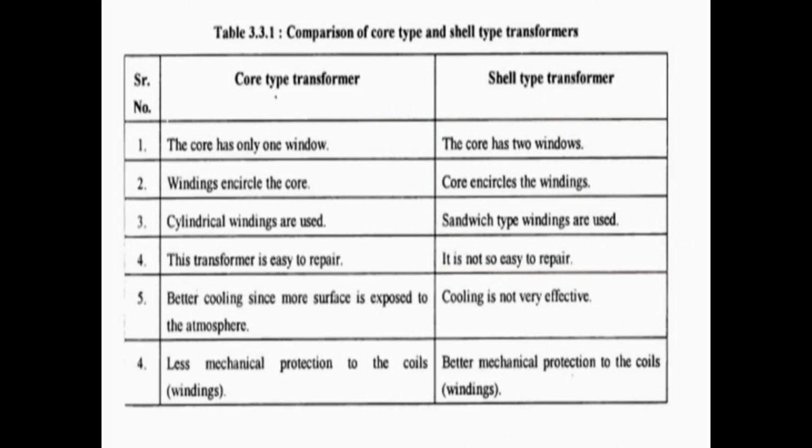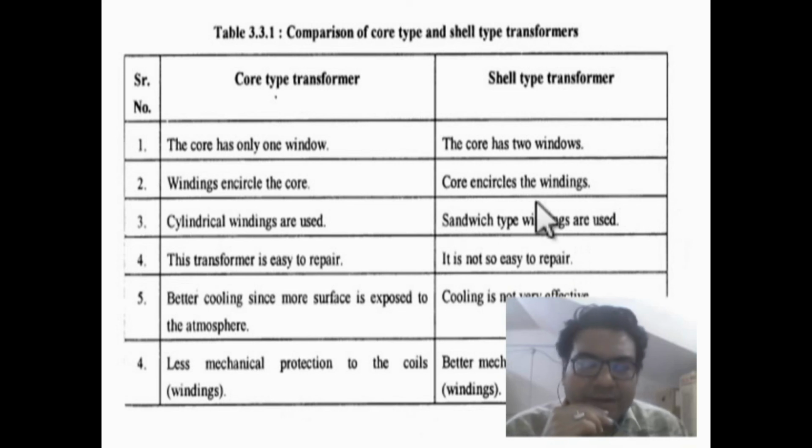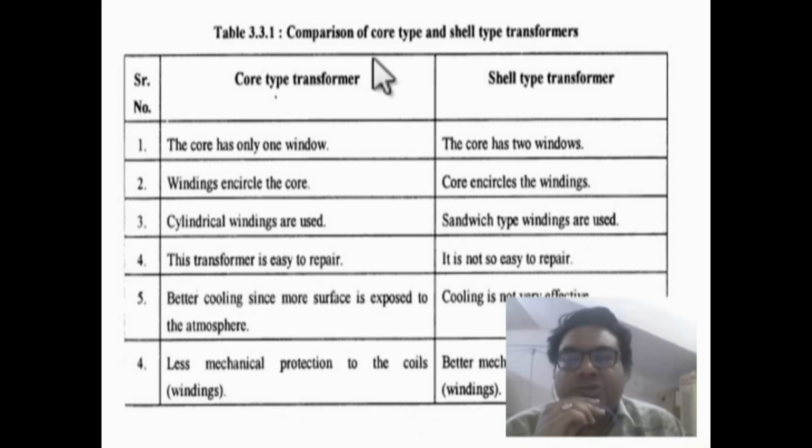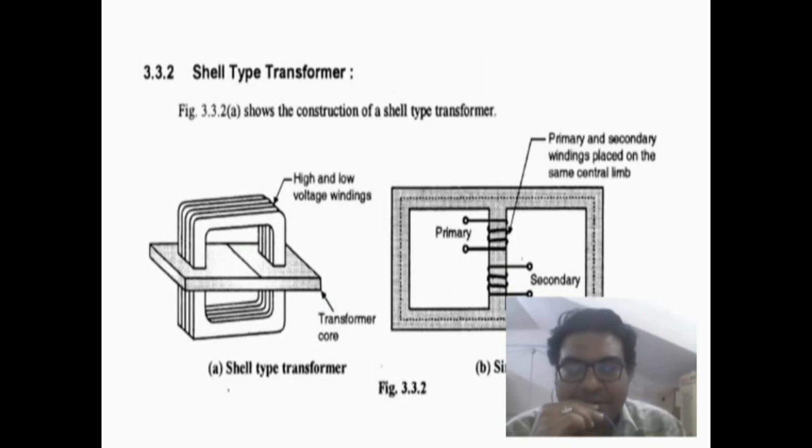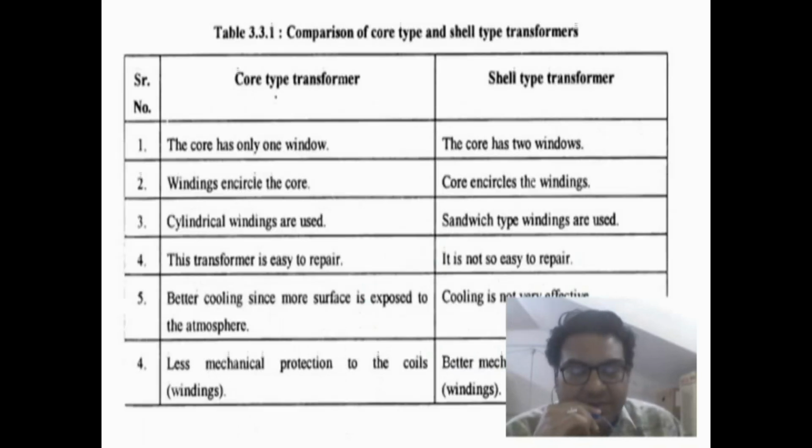Then guys, here you can see the differences between core type transformer and shell type transformer. This is the core type transformer section. You see the first point: the core has only one window. In a shell type transformer, the core has two windows, which we already discussed. Here in the core type transformer there is one window, and this is an air gap. This is called the window, and in the case of shell type transformer there are two windows: this is the first window and this is the second window. So see here, this is the first difference.